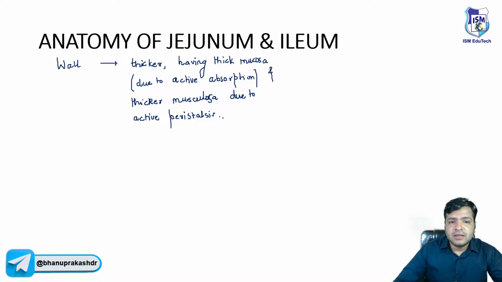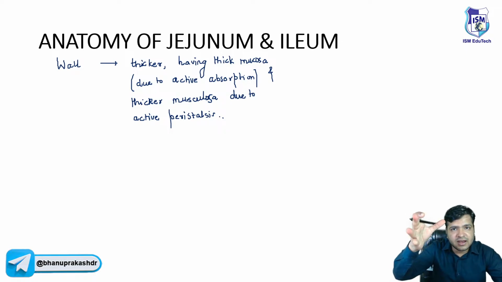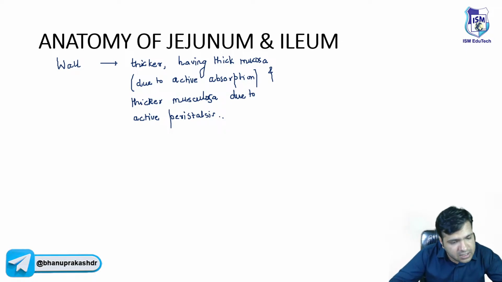So yes, we have thicker mucosa, thicker muscular layer. Why is there active peristalsis? So that the food is pushed downwards also, right? Rhythmic contraction, relaxation, so that the food bolus is pushed downwards.